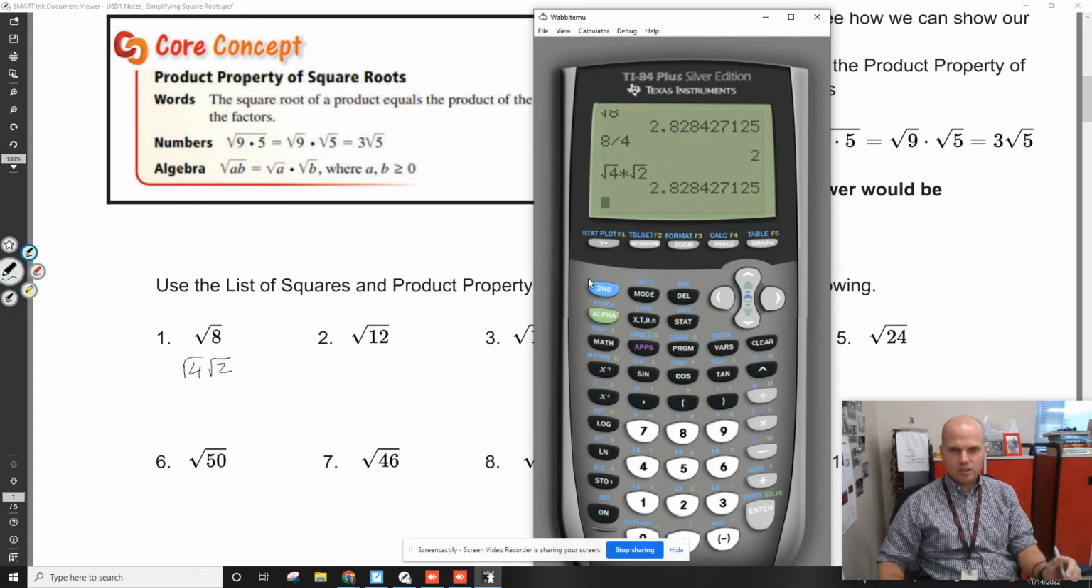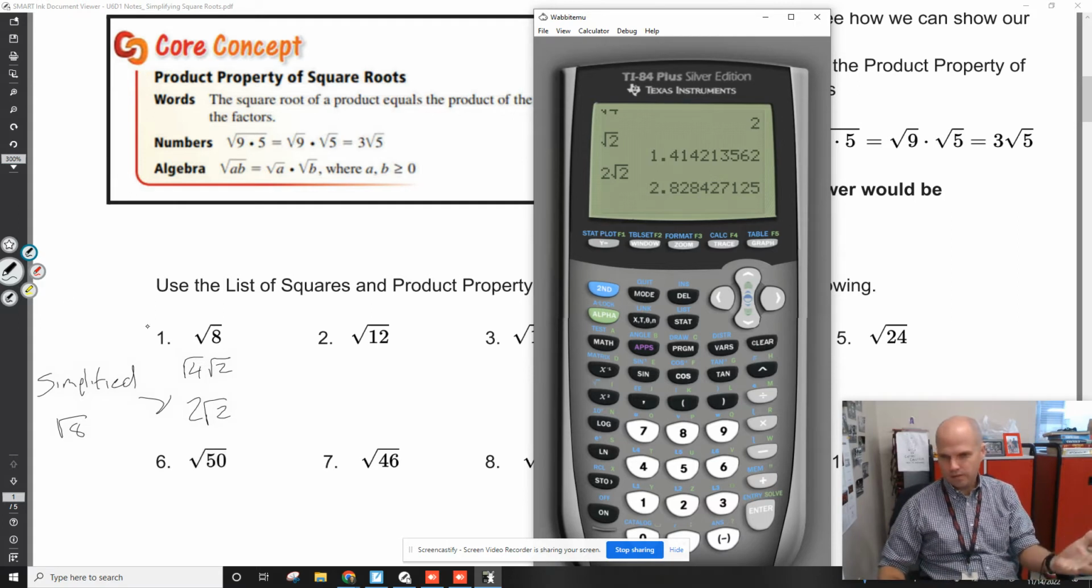And then I realize, oh, I know what the square root of 4 is. It's 2. I still don't know what the square root of 2 is, so I'm going to leave that. But if I combine 2 and square root 2, I get that 2.82 number. And this is what we call a simplified radical. Simplified radical 8. Okay? And that's what we're going to continue to do: just divide by big perfect squares.